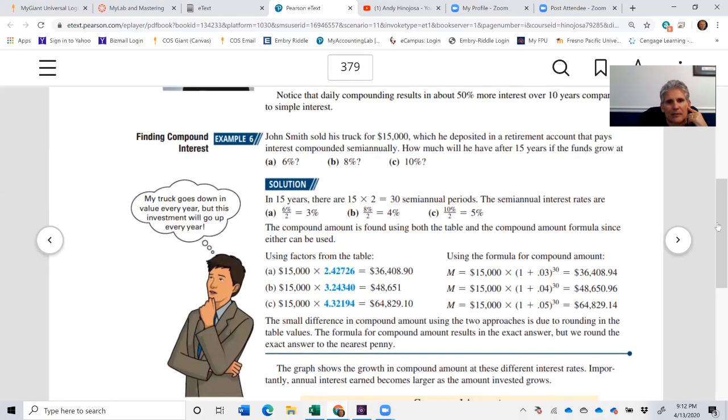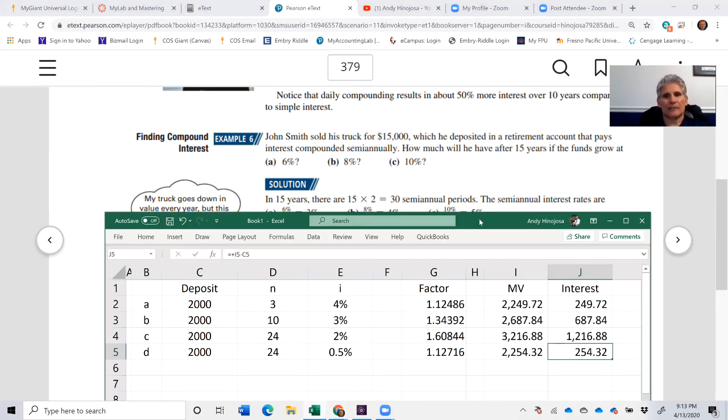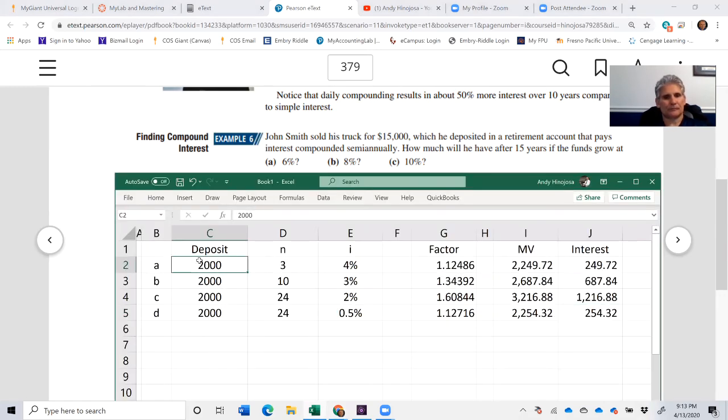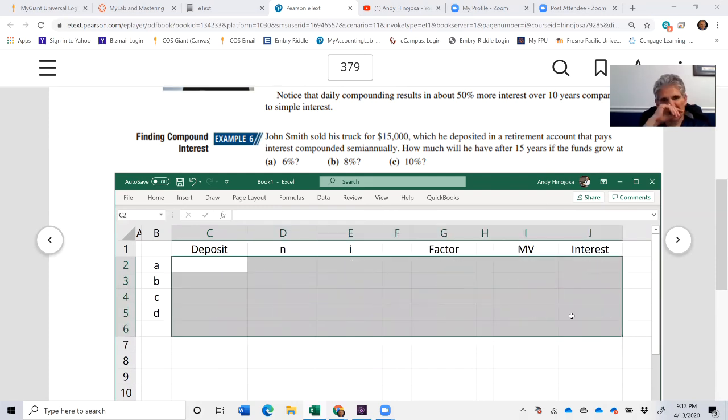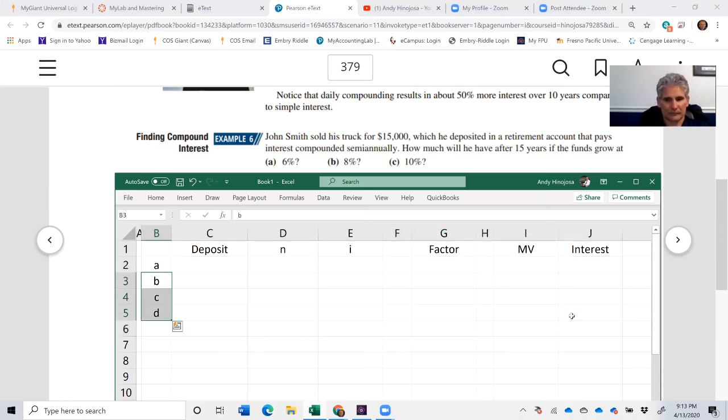John Smith sold his truck for $15,000, which he deposited in a retirement account that pays interest compounded semi-annually. How much will he have after 15 years if the funds grow at 6%, 8%, and 10%? So the first thing we're going to have to do is figure out what the rates are for each scenario. So let's go with A, B, and C.